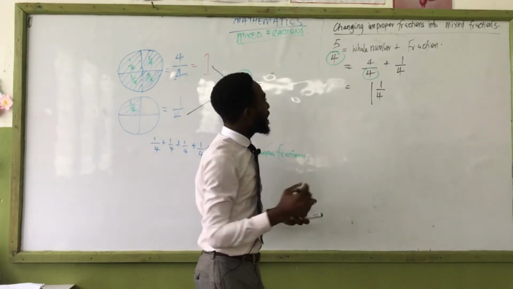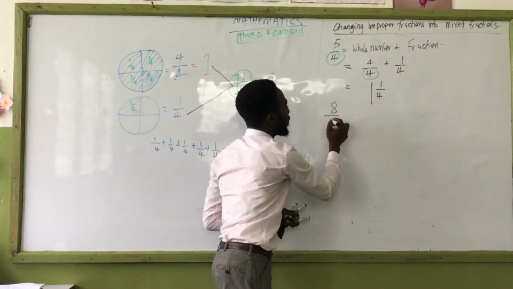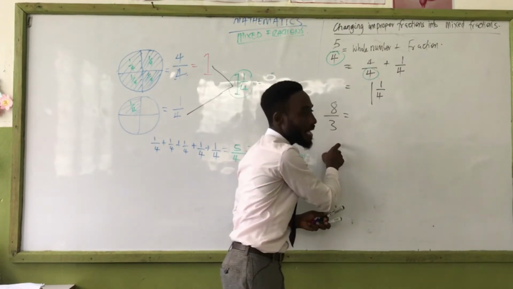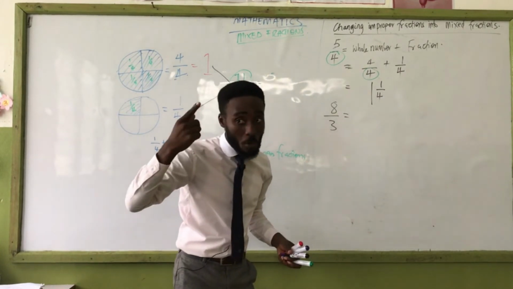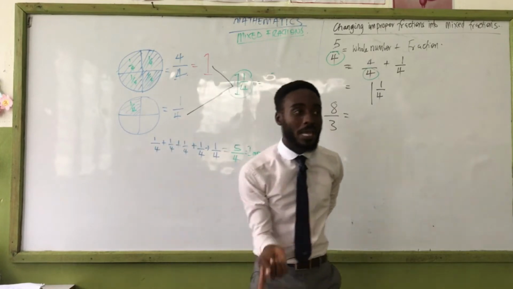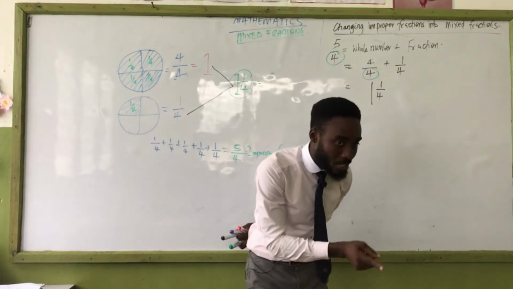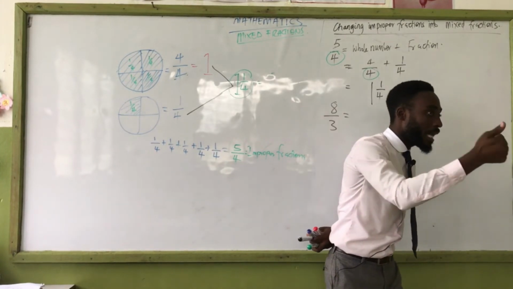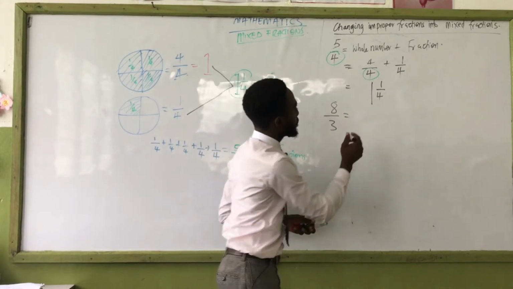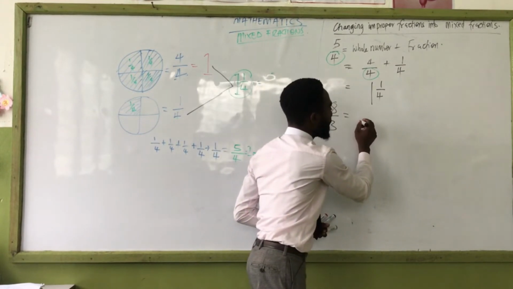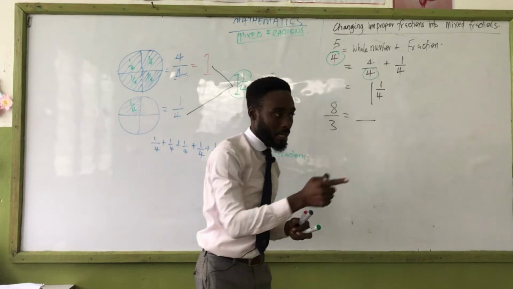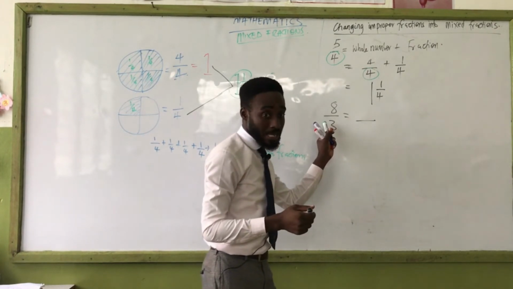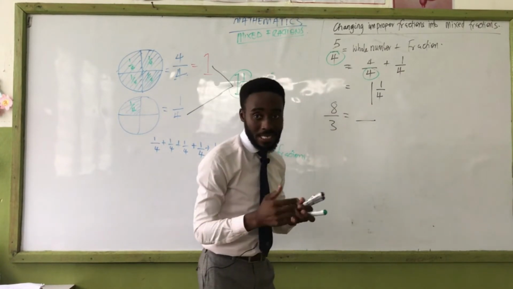Okay, let's try this other one. 8 out of 3. My first thing is that I know that if it is going to be a mixed fraction, it's going to be made up of a whole number and a fraction. But how will I know the denominator of the whole number? By looking at the denominator here, right?